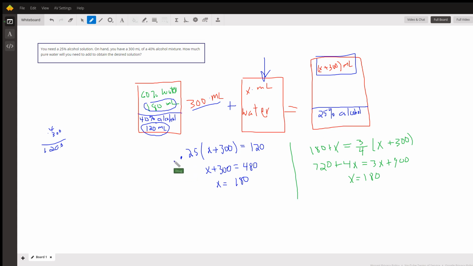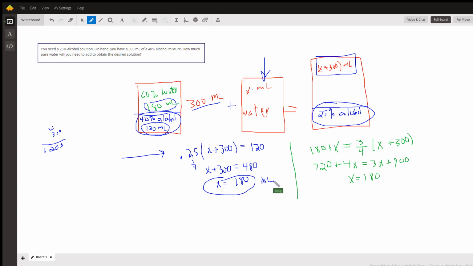So one way to do this is to just focus on the alcohol. This amount of alcohol right here, which is 120, has to equal this amount of alcohol, which is 25% of X plus 300. So there's your equation right there. 25% of X plus 300 equals 120. You could distribute the 0.25, or you could think of this as 1/4 and multiply both sides by 4. And you get X plus 300 equals 480. So X equals 180 milliliters.